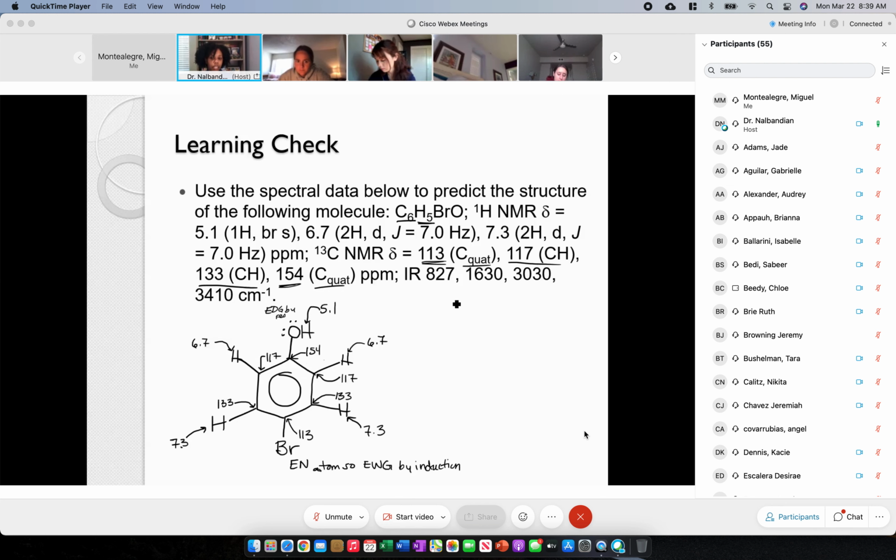This compound is called 4-bromophenol, or the common name, para-bromophenol. And we've assigned all the hydrogens, we've assigned all the carbons. We previously showed why we have those J values, so we've answered this entire problem. Questions on this?